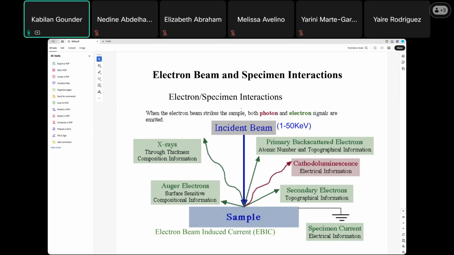So the electron goes from the electron source, hits the sample and bounces back. If it bounces back with the information you want, you can use this data. If you observe the secondary electrons, you can use them to analyze the topography, that is, the surface. Also, auger electrons give you compositional information. The X-ray gives you through thickness, and you can also analyze composition information. Then the backscattered electrons, if you want to measure atomic number, also give you topography information.